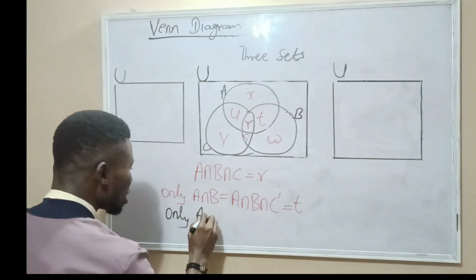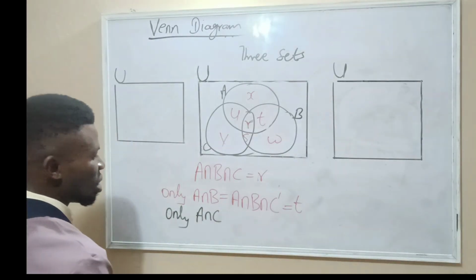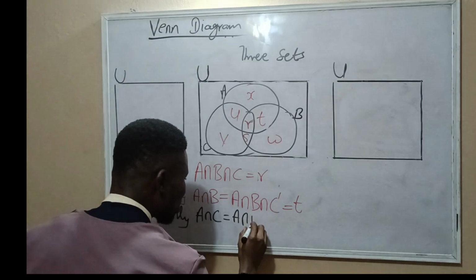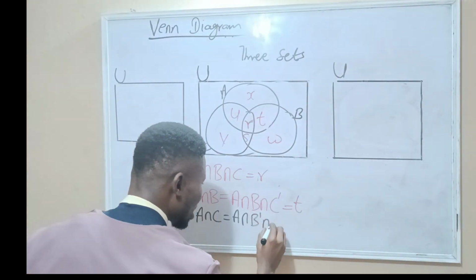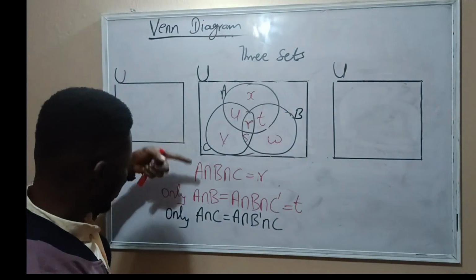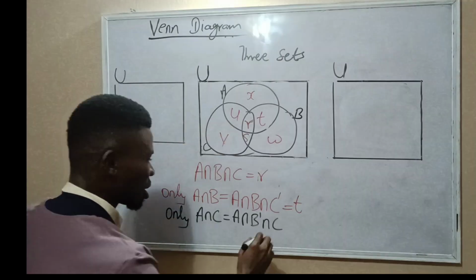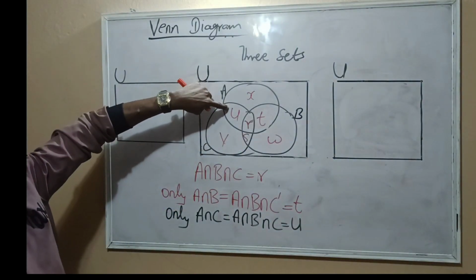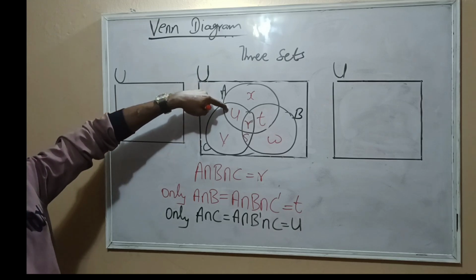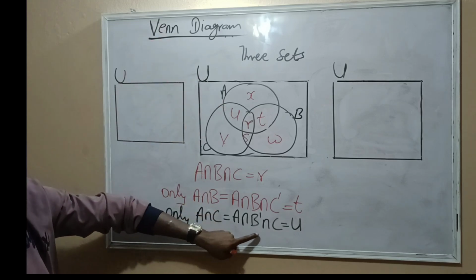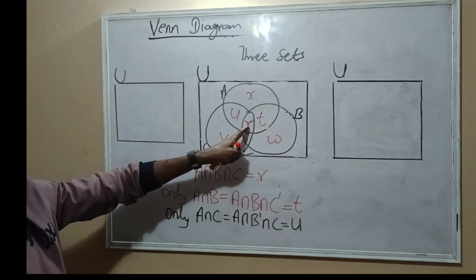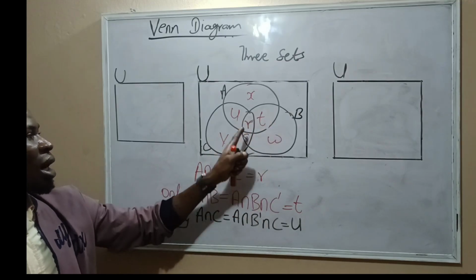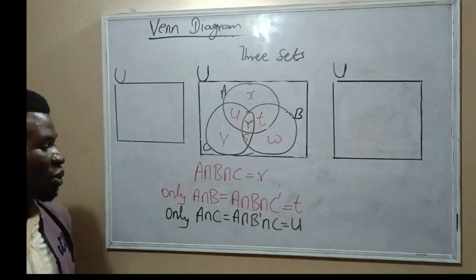Now, if it is only A intersection C, this is equal to A intersection B prime, then intersection C. This is only A intersection C, which is the U region here. The intersection of A and C alone is this variable. If you use only A intersection C, that means you've included this R. But once you add B prime, that means you've excluded the R. You now know that it's this point.